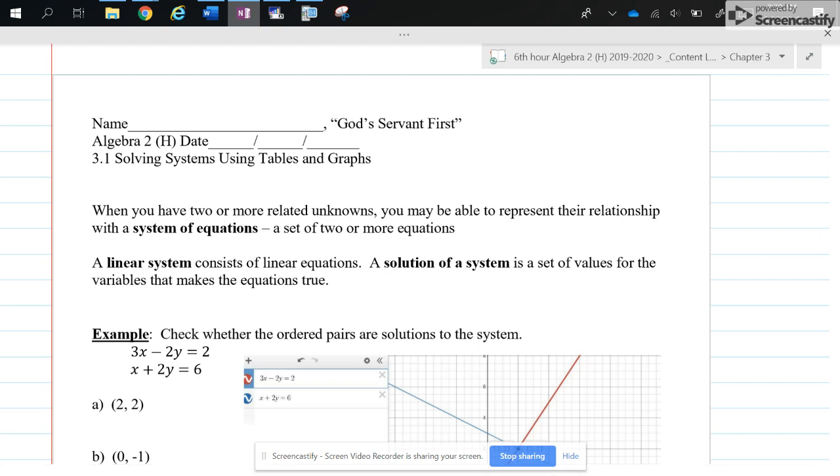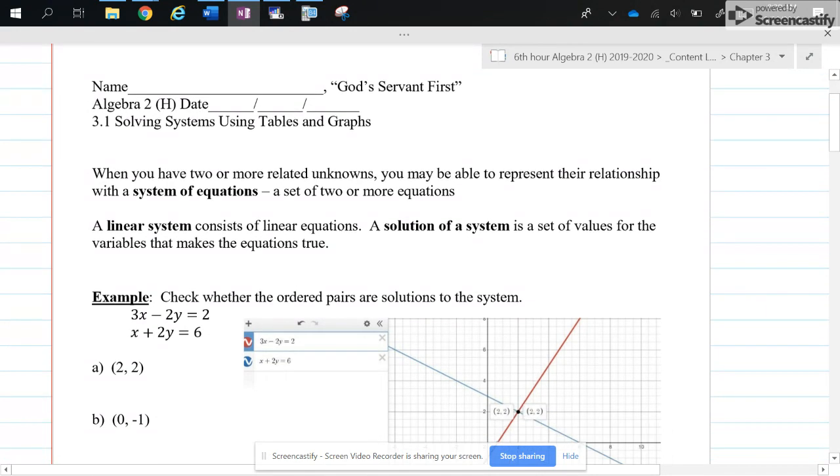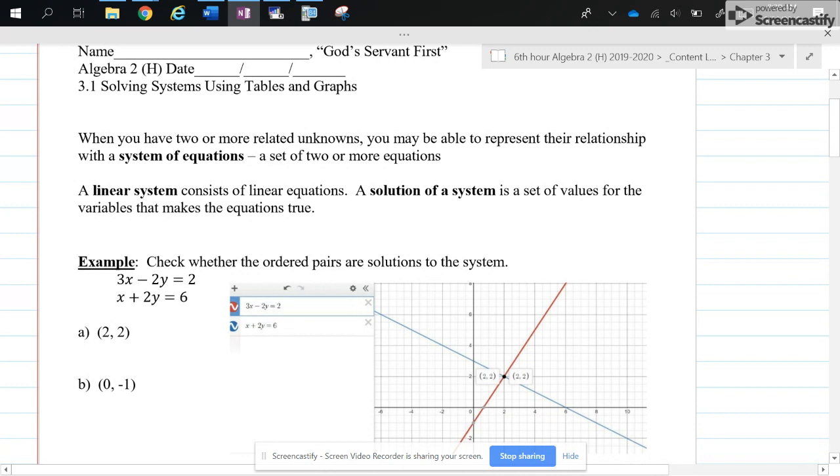When we have two or more equations, we call it a system. A system of equations is a set of two or more equations. A linear system consists of two linear equations. And when we talk about the solution of the system, it's the variables that make both equations true.